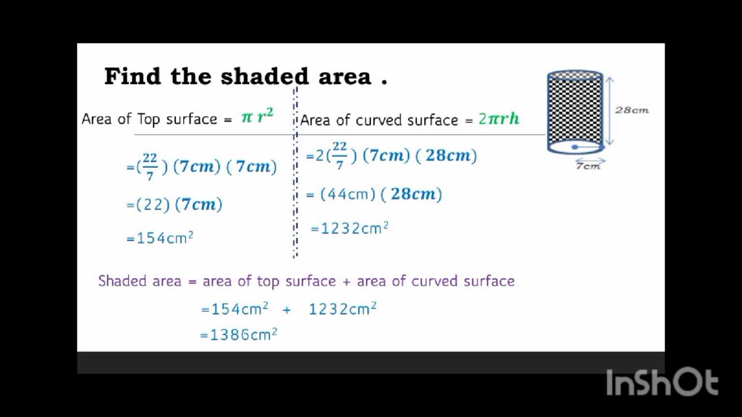Okay, find the shaded area. Area of top surface is going to be pi r square, so that's going to be 22 over 7 multiplied by 7 centimeter multiplied by 7 centimeter. You have to cancel these two sevens, then you get 22 multiplied by 7 centimeter, and at the end after multiplication you're going to get 154 centimeter square. And area of curved surface is 2 pi r h, and you're going to multiply it, cancel 7 with each other, and you're going to get 44 centimeter after multiplying 2 over 22, and 28 is left, and you're going to multiply these two, 1232 centimeter square. Now shaded area is equal to area of top surface plus area of curved surface. You have to add both, you're going to get 1386 centimeter square.